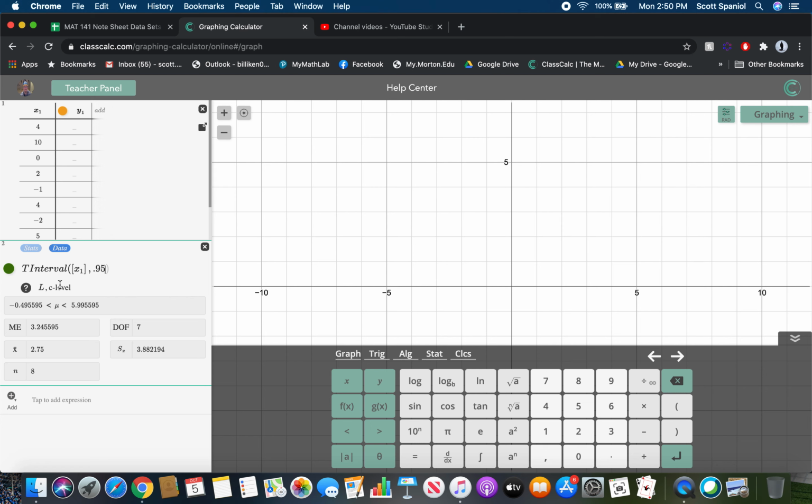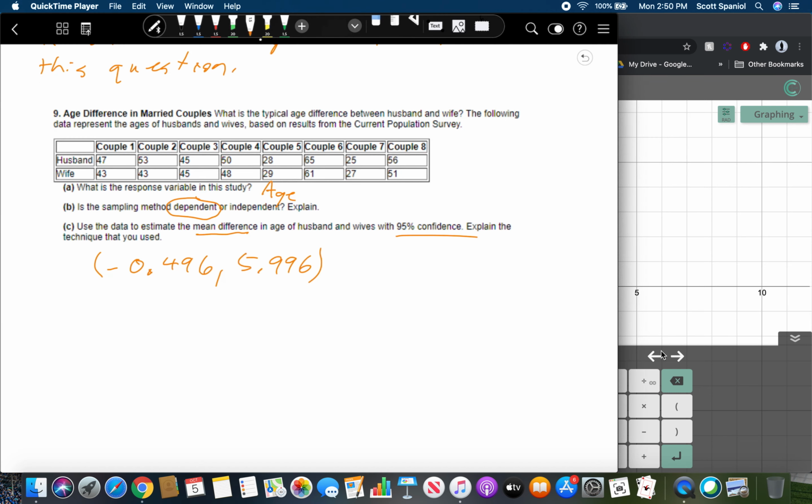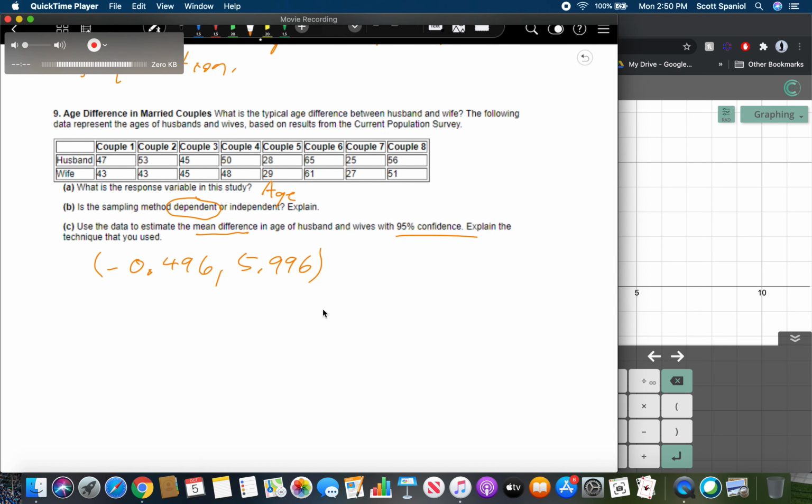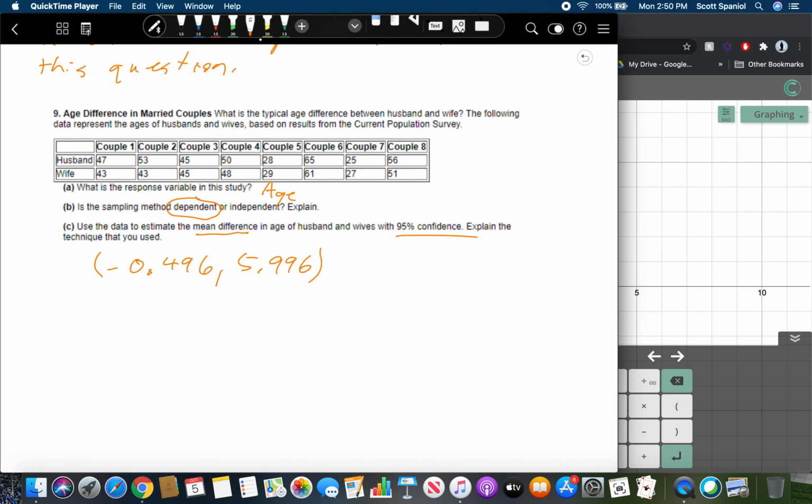Okay. And so what we could say is the mean difference is basically between 0 years and 6 years, if we round those off, if we rounded to the nearest year. Okay, so that's the idea behind that one.